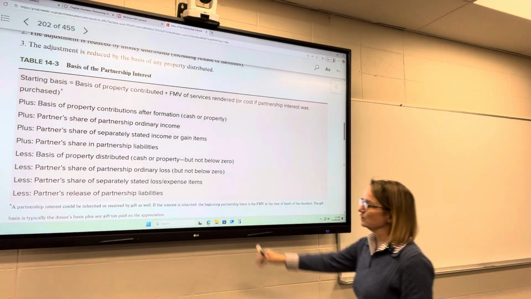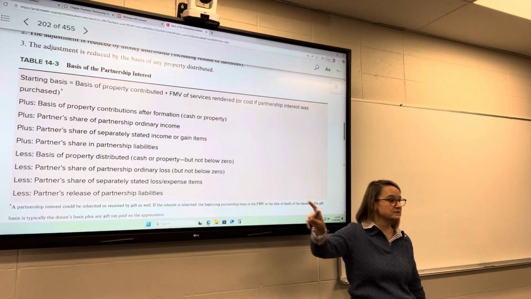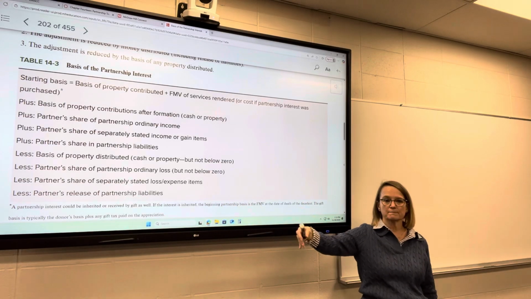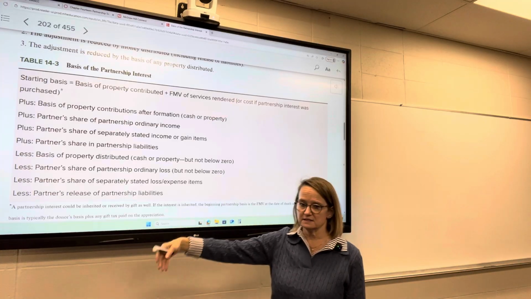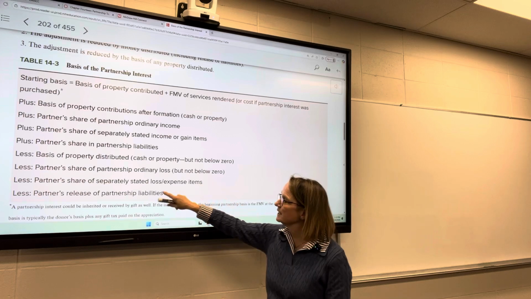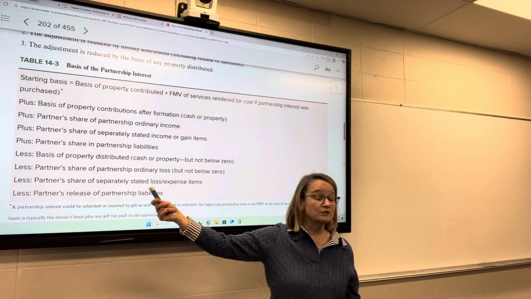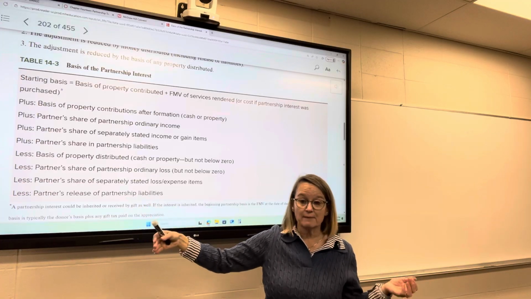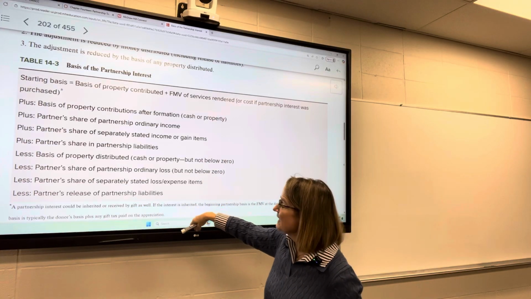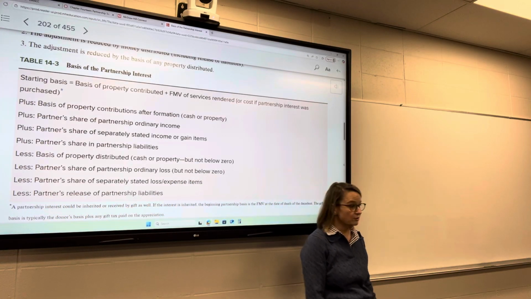Then we're going to subtract the partner's share of separately stated loss or expense items. So that charitable contribution, that's an expense item. 179 expense, that's an expense item. Those things are listed separately on the K1. We're going to subtract those amounts. If there was a capital loss, short-term, long-term capital loss on that K1, that would then come into play as well. And then we're going to subtract the partner's release of any partnership liabilities.